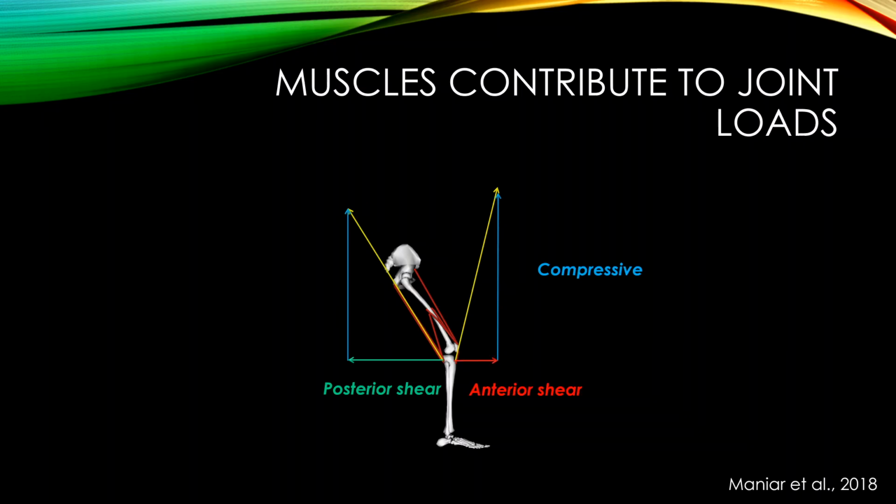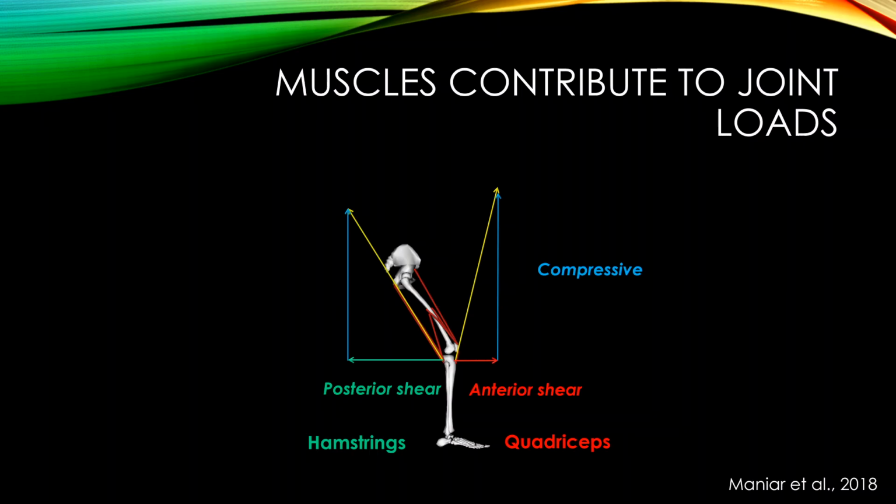So if you look at the shear component, it seems that the quadriceps tend to pull the tibia anteriorly, which remember, that's going to stress the ACL, whereas the hamstrings pull the tibia posteriorly, and remember, that's going to unload the ACL. So if you remember back to one of my previous videos, I mentioned that from cadaveric studies, we found that increasing quadriceps force tends to increase ACL loading.